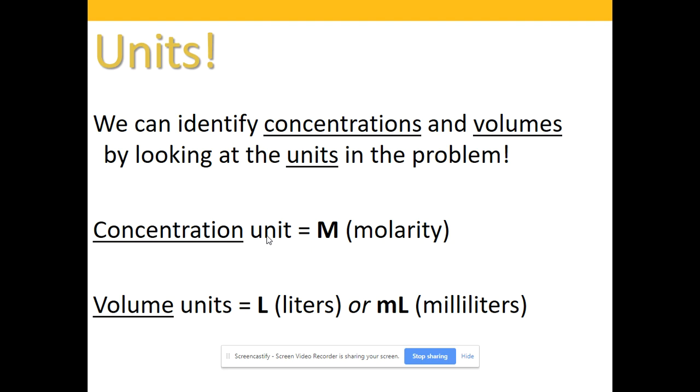We can identify concentrations and volumes solely by looking at the units in the problem. If a value has a unit of capital M, or if it says the concentration, or the molarity, we know that unit is going to be M and it's going to be concentration. Unlike for molarity, for volume, we don't necessarily have to use liters. If you see liters, you know it's volume, but we can also use milliliters for this. As long as V1 and V2 have the same unit, it doesn't matter if it is L or mL.